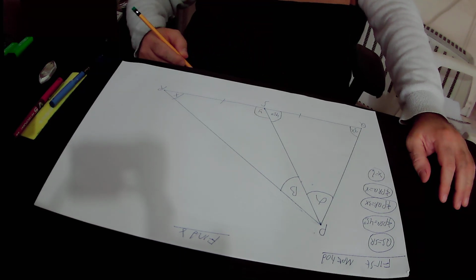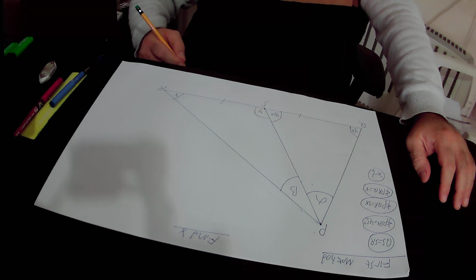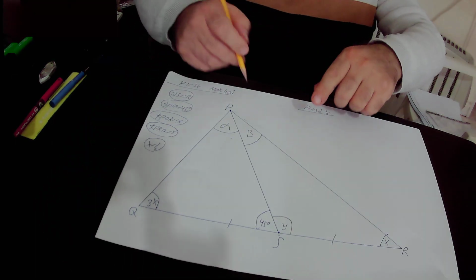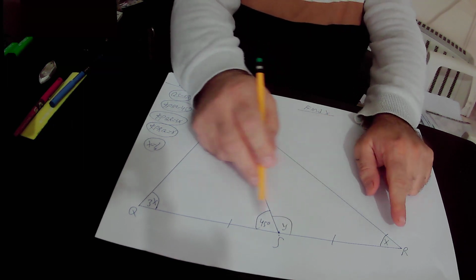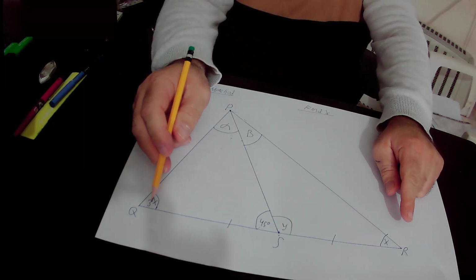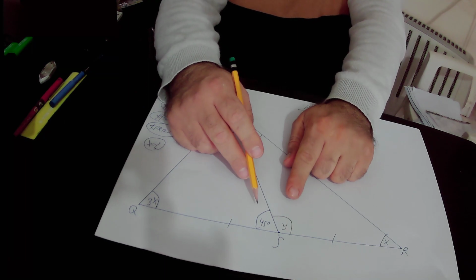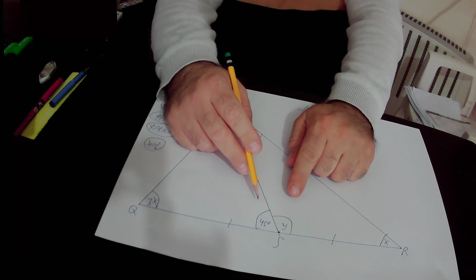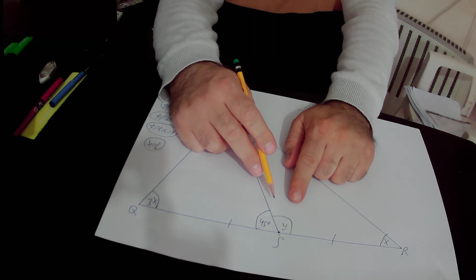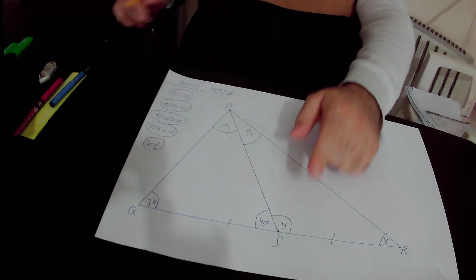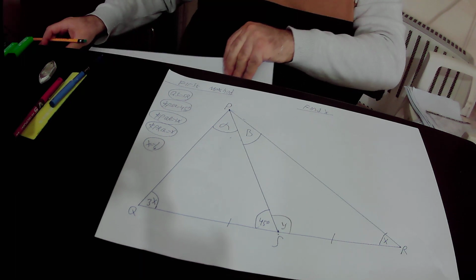We know that the sum of the angles on one side of a straight line is equal to 180 degrees, so the sum of the angles on the upper side of the straight line QR is equal to 180 degrees. That is to say, 45 degrees plus the size of angle y must be equal to 180 degrees according to the rule that I mentioned.